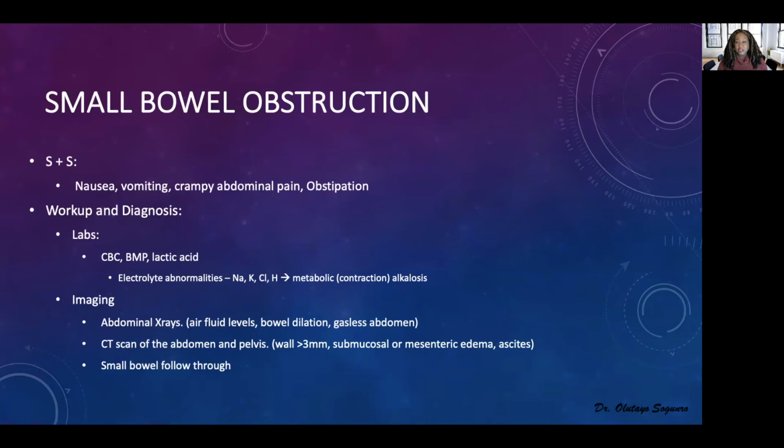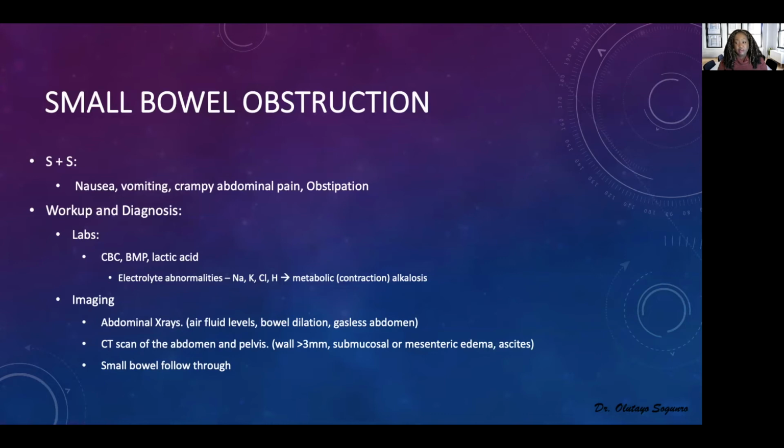The sensitivity and specificity for plain film in small bowel obstruction is up to 83%. The findings on plain film consistent with small bowel obstruction include air fluid levels, bowel dilation, and a gasless abdomen. Generally, for bowel dilation, it is important to remember the 369 rule.